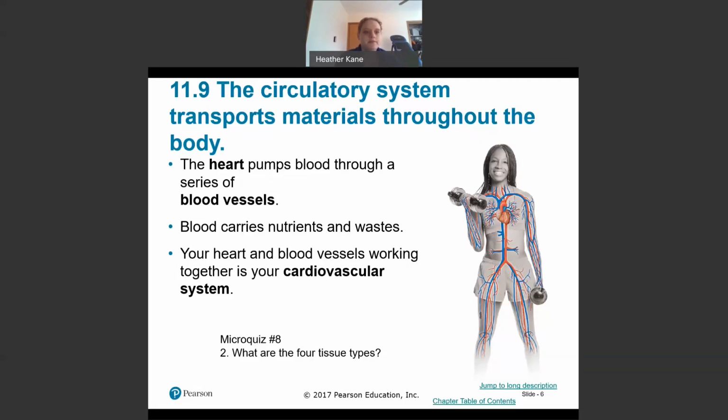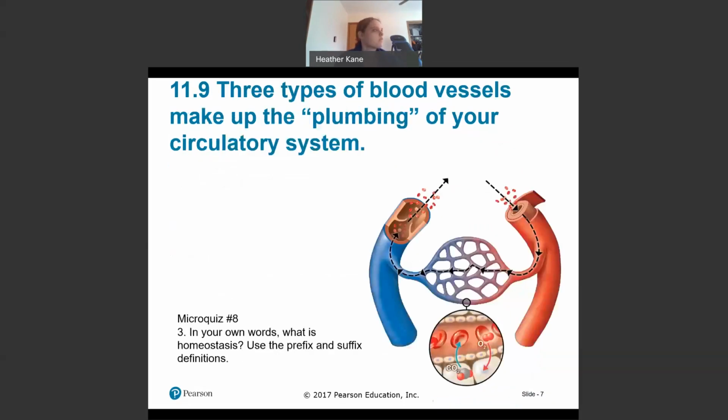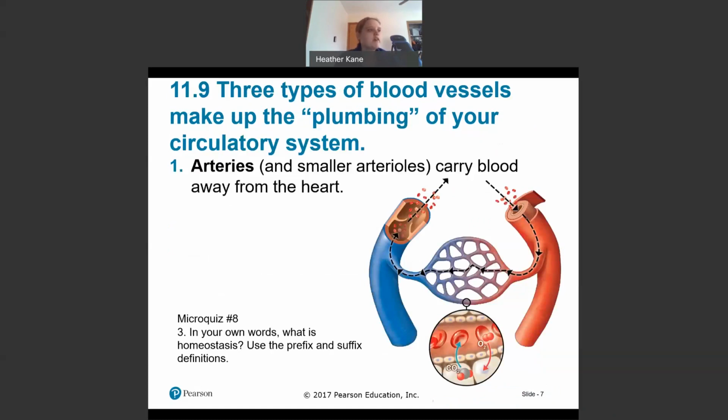So, moving on. Let's talk about these different types of blood vessels that we have within our circulatory system. So we have these things called arteries here. These arteries are going to carry blood away from the heart.